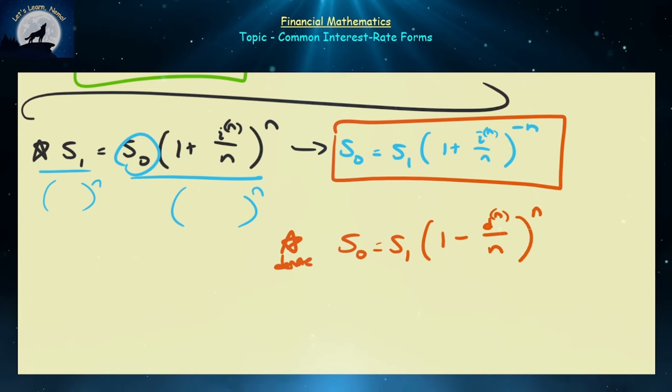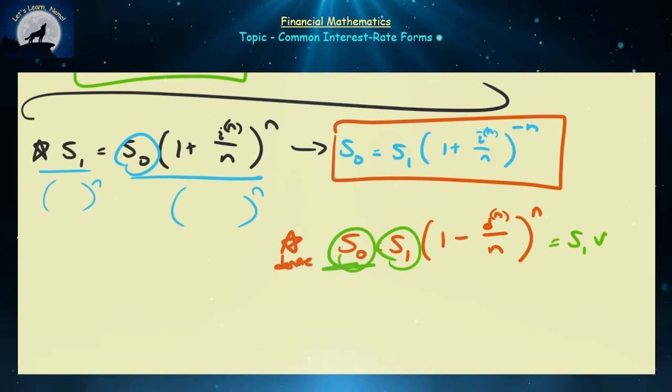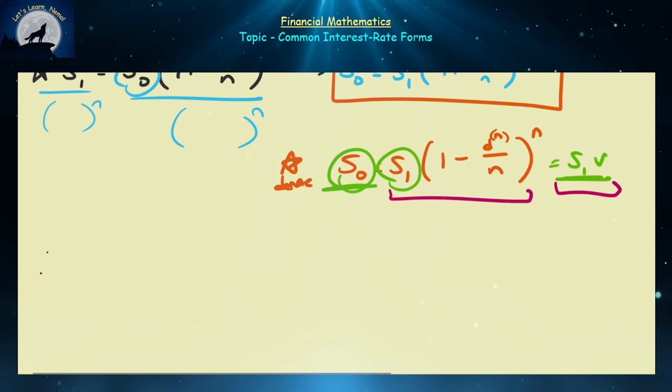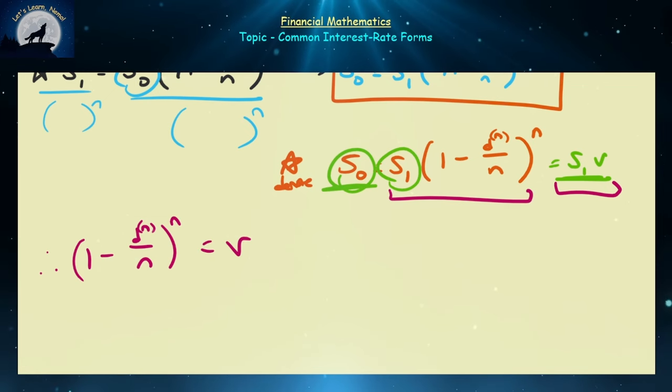But keep in mind, since we're only moving things back one time, right? If we're going, for example, from S1 to S0, that's just one reverse accumulation factor or one discount factor. So that's just going to be equal to S1 times nu, because that's another way of getting to S0. So now, if we look at these two equations side by side, what we have here is 1 minus d to the power of n all over n, to the n, will just be equal to our discount factor nu, right? So that's actually pretty nice. And keep in mind, nu is just the same thing as 1 over 1 plus i.